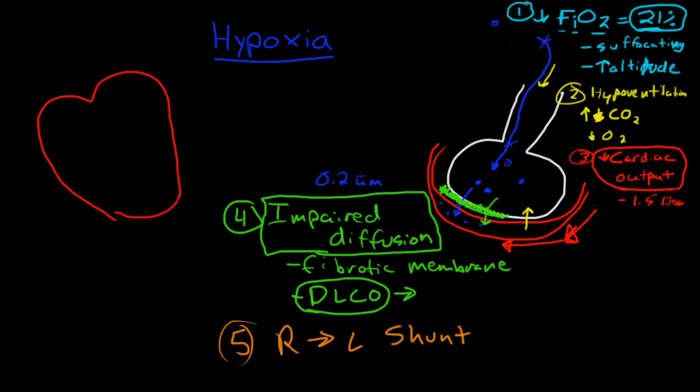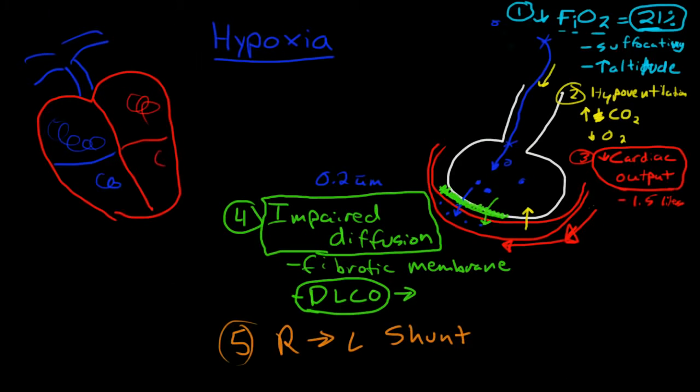Well, here's a rough picture of our heart. So remember, on the right side of the heart, which has unoxygenated blood, we have blood going through the pulmonary arteries and into the lungs, right? And on the left side of the heart, we have oxygenated blood, and that leaves the left ventricle through the aorta into the systemic circulation.